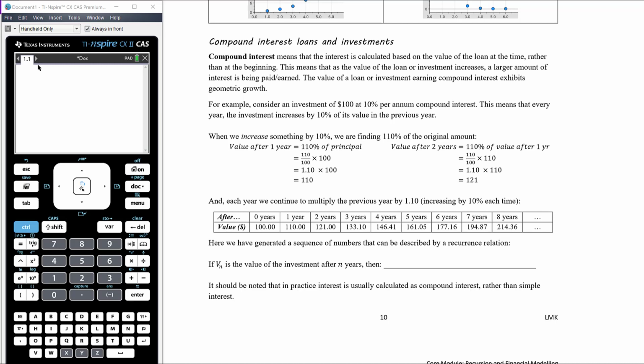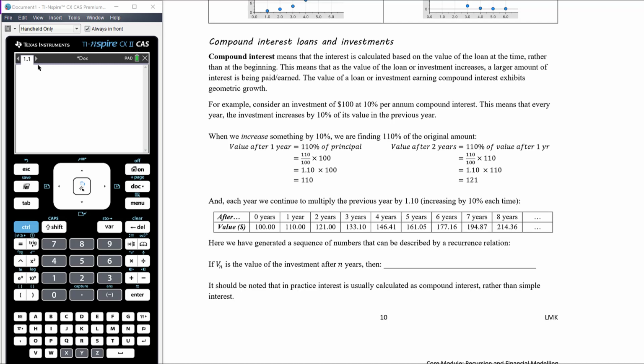So when we increase something by 10%, we're finding 110% of the original amount. If we're increasing by 10%, we've still got the original 100% plus an additional 10%. So we now have 110% of what we originally had. If we want to find the value after 1 year, we're finding 110% of the value at the beginning, which was the principal amount. 110% is 110 on 100, so that's 1.10. Hopefully we'll get better at being able to make this shift: a 10% increase is multiplying by 1.10.